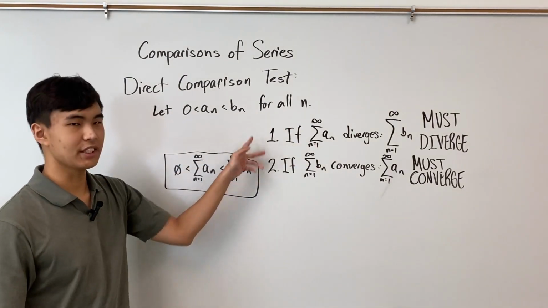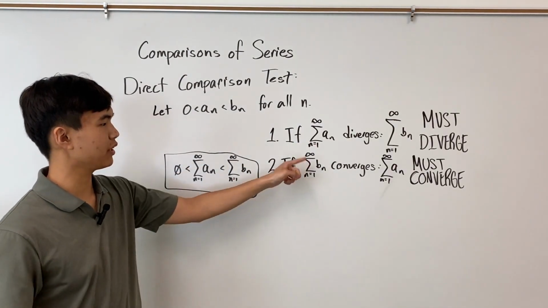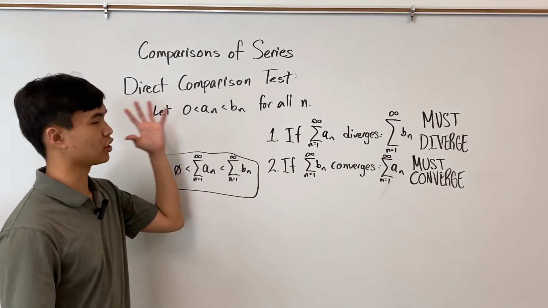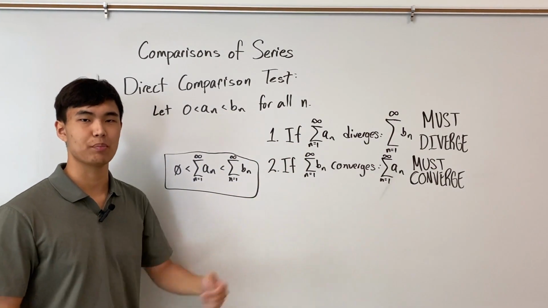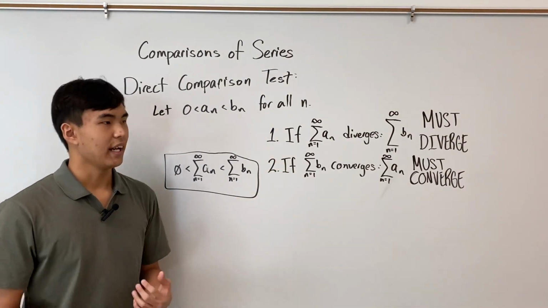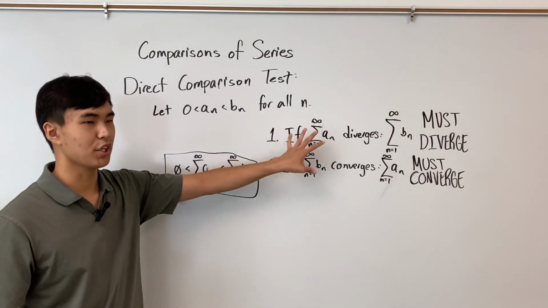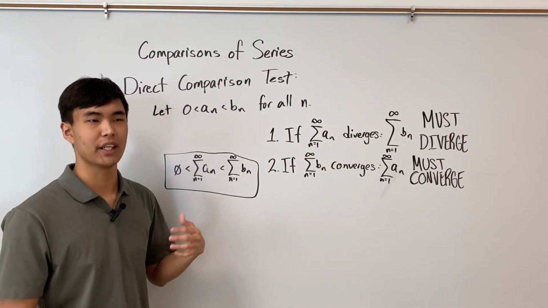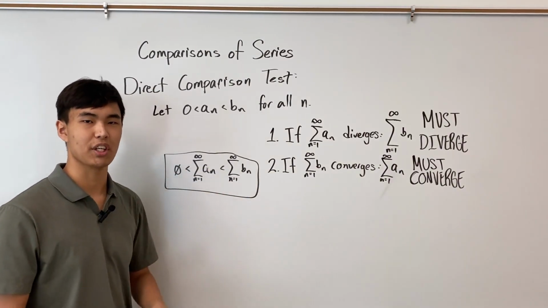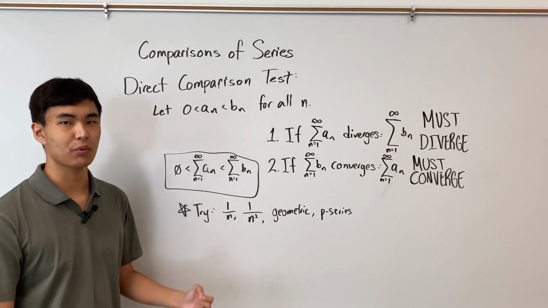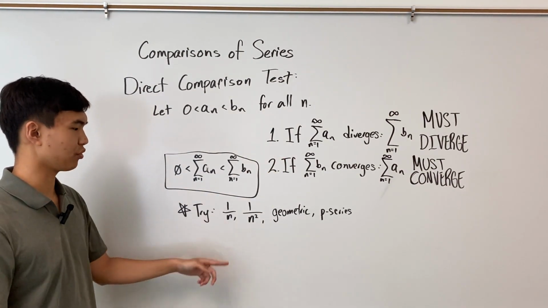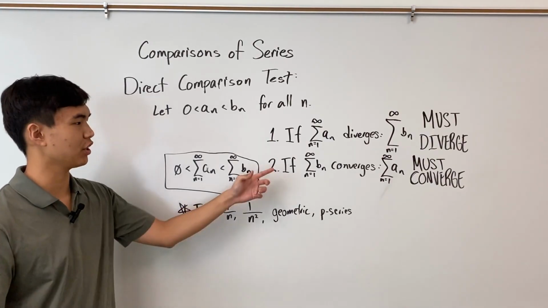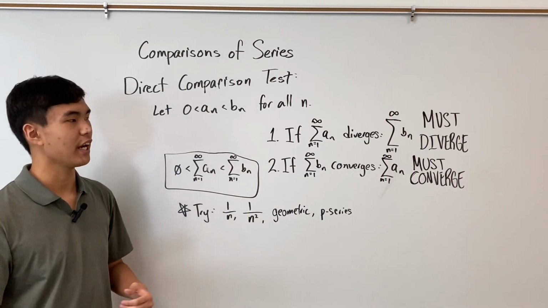But notice that in these two scenarios, we started by knowing the behavior of one of the series. So that's a key element of the direct comparison test: you have to know the behavior of one of these series. The idea here is by using information that you already know, you compare it to something that you don't know to try and deduce things about the convergence of that series. Some good series to start with to make these comparisons are 1 over n, 1 over n squared, geometric, and p-series, just things that you can find the convergence or divergence of very easily.